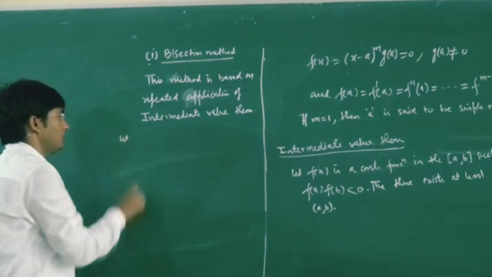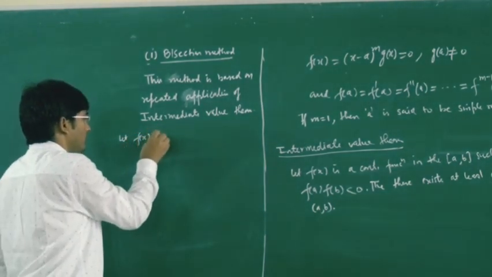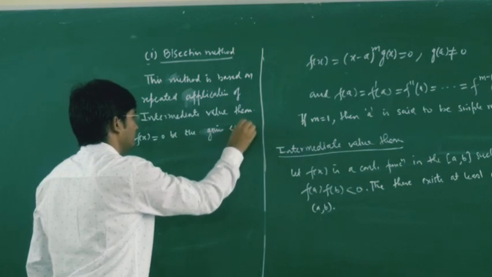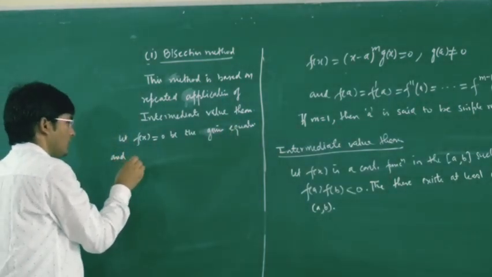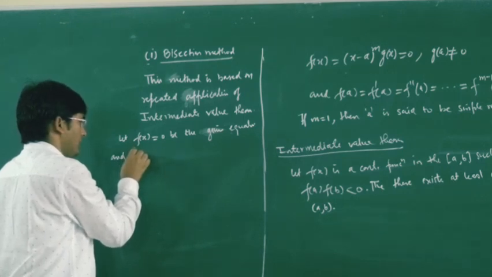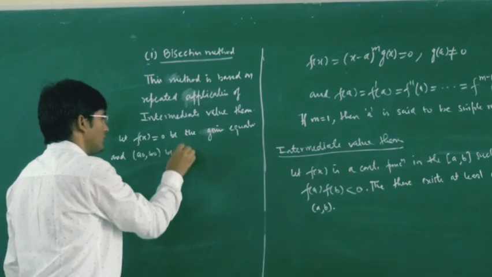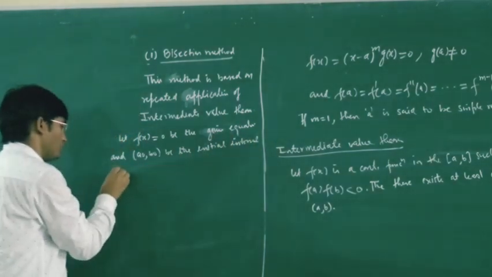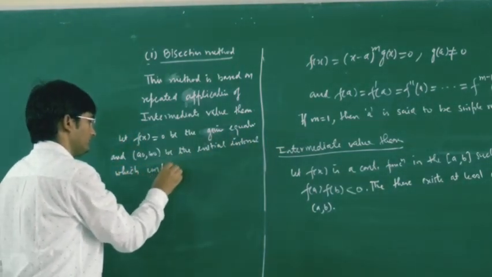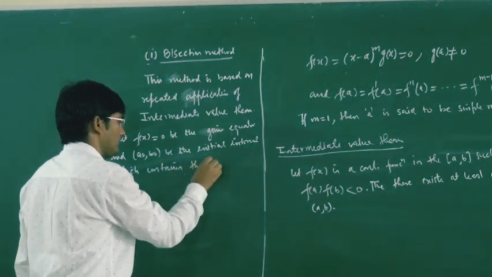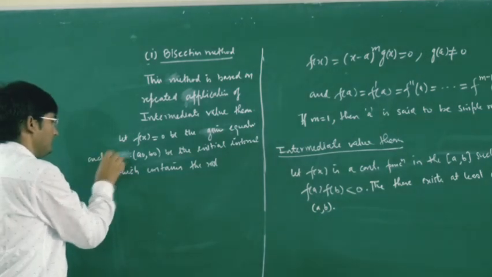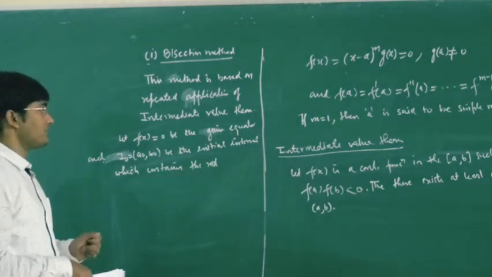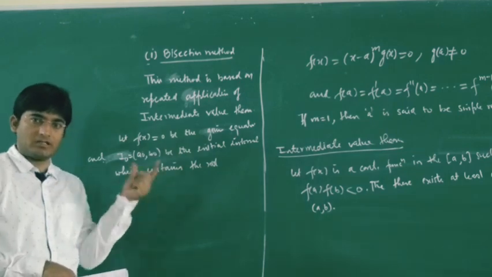Let f(x) = 0 be the given equation, and suppose that [a0, b0] is the initial interval which contains our root. Suppose that this is your initial interval, so this is your I0, which contains our root.